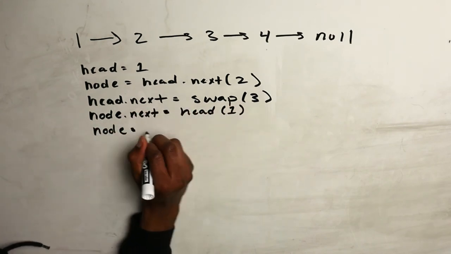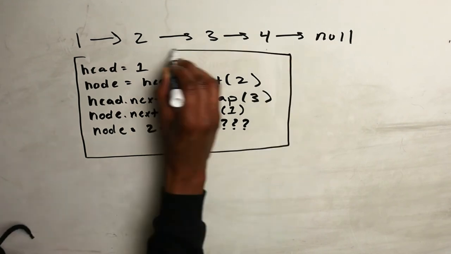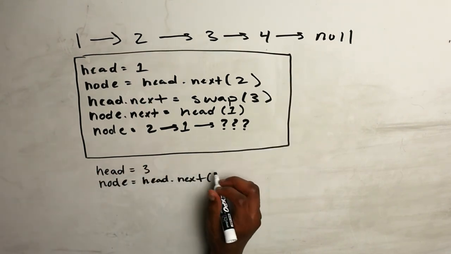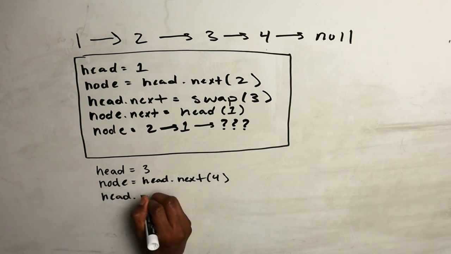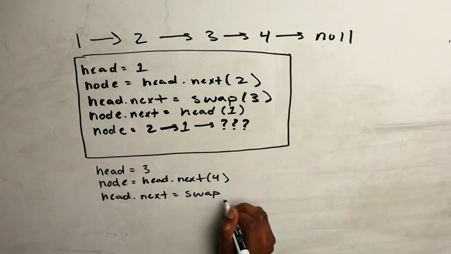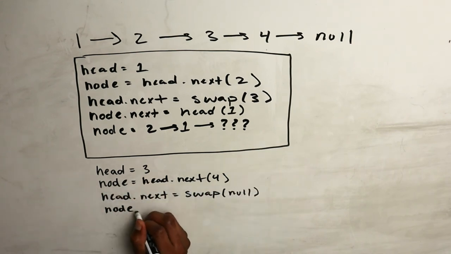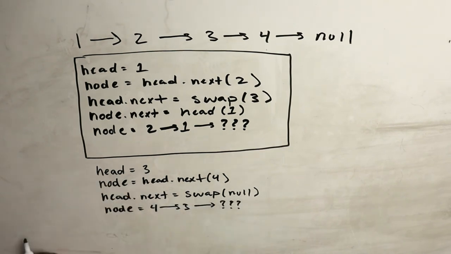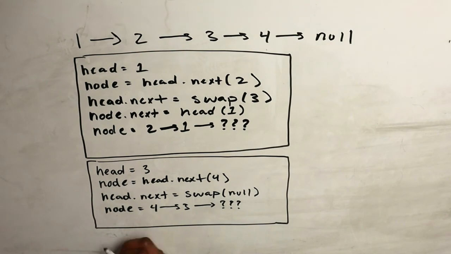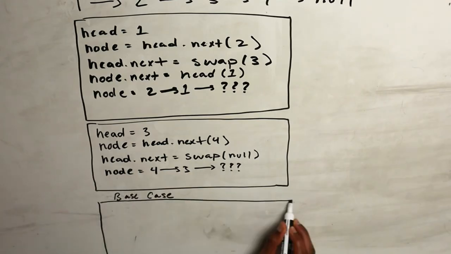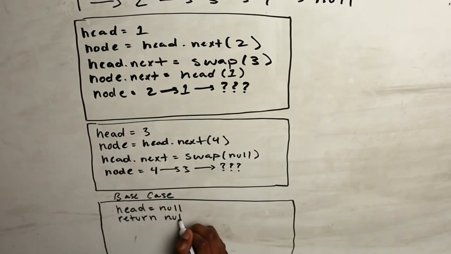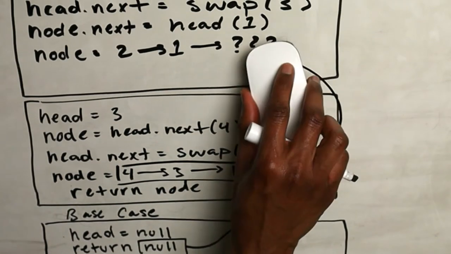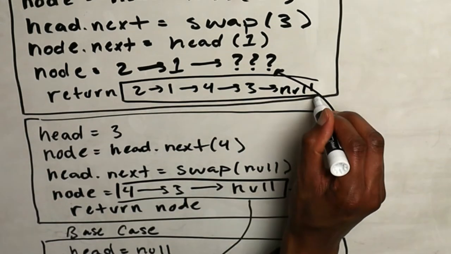Then the next call of the swap function does the following. Head is now 3. The node gets set to node 4. The head.next is set to the result of swap null, because there are no more nodes after 4. And then the next call of the swap function hits the base case where the head is equal to null. So it will return null, and then the results of all the previous function calls get resolved.